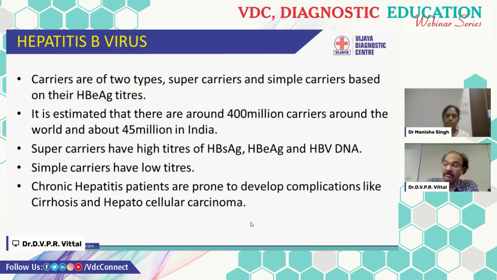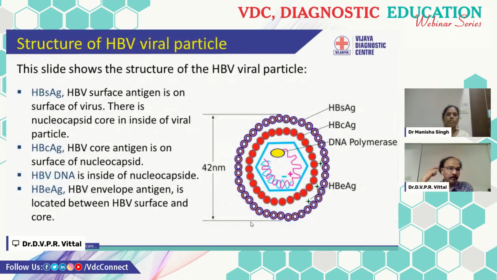One more most important characteristic of this disease is the chronicity of hepatitis B. Patients who become chronic carriers or chronic hepatitis patients have the tendency to develop cirrhosis as well as hepatocellular carcinoma as time passes on. Now, this much about the disease.